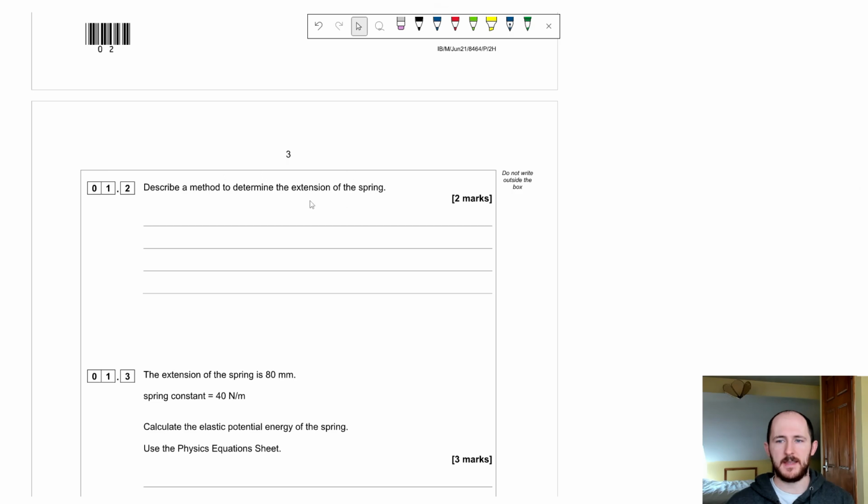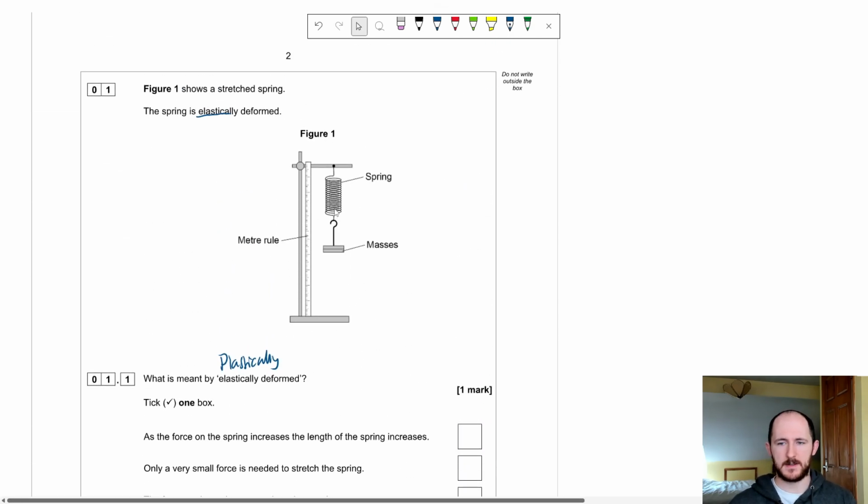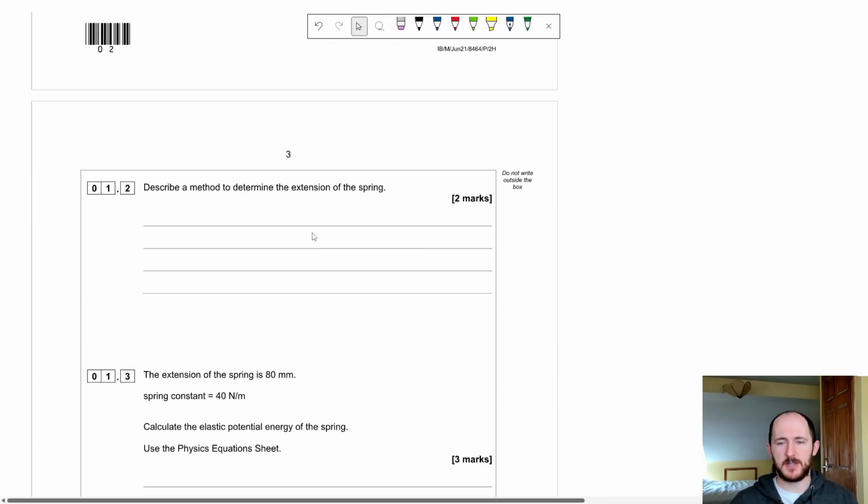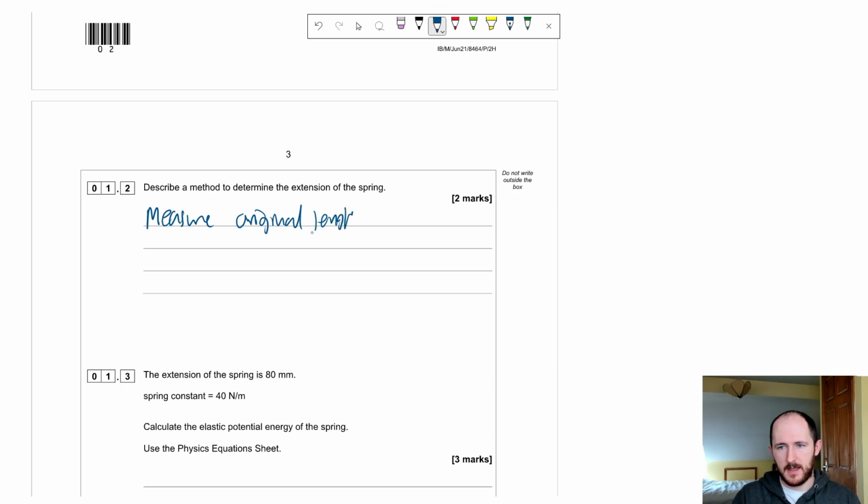Describe a method to determine the extension of the spring. So here we have our system. This is a very common practical, which I'm hoping that you've all done, but it asks us to state a way of measuring the extension. Now, how do you measure the extension? Well, the idea is you first measure the original length, and then measure the extended length.